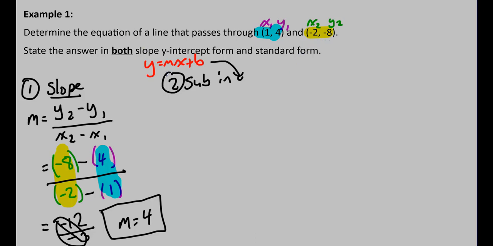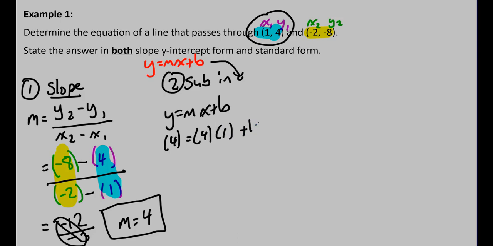I just choose the easier one, but that's totally up to you. So my y value in y equals mx plus b, and I'm choosing this one. My y value is 4, so I'm going to substitute the 4 in for y. My slope was 4, and my x value in this case is 1, and I need to solve for my b, which is the y-intercept, in case you forgot, so that I can put it into the y equals mx plus b form. And then you just do the math.